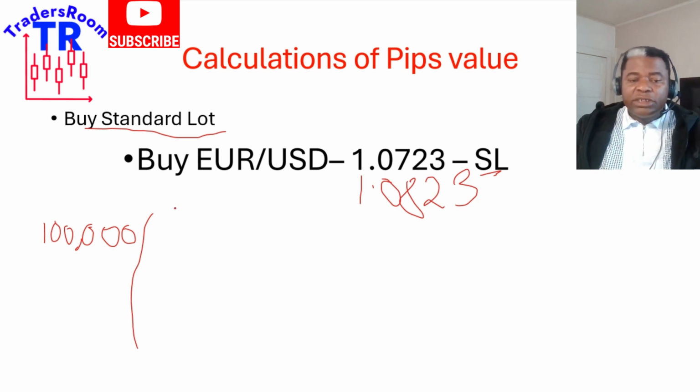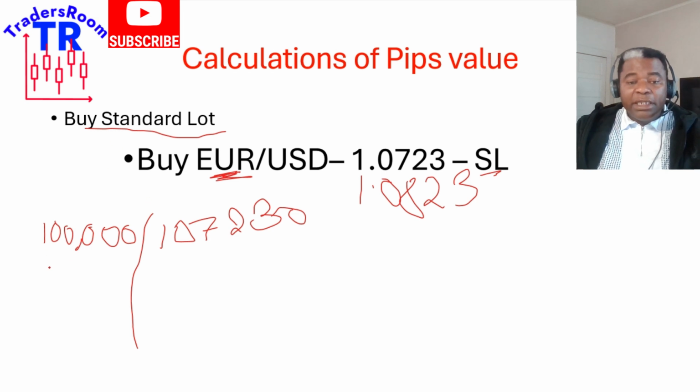You have to times this $100,000 by 1.0723. So which simply means you have to have on your account $107,223. So in order for you to have a 100,000 euro to trade, you are telling your broker, "Oh, look, I have this amount on my account." And he will check it, find out that you have this amount. He will give you 100,000 euro to trade.